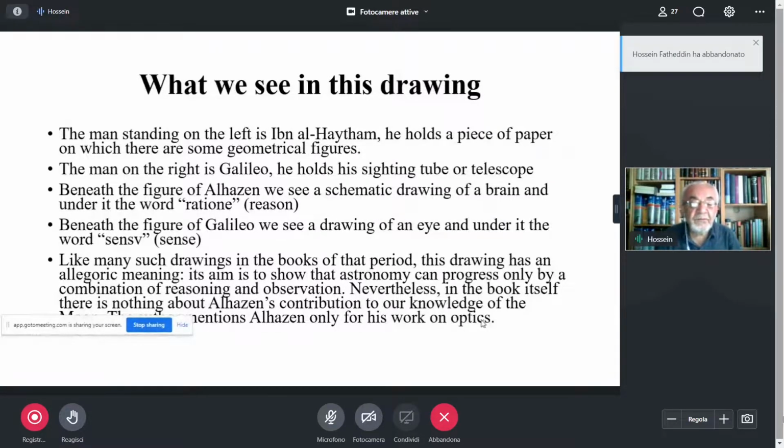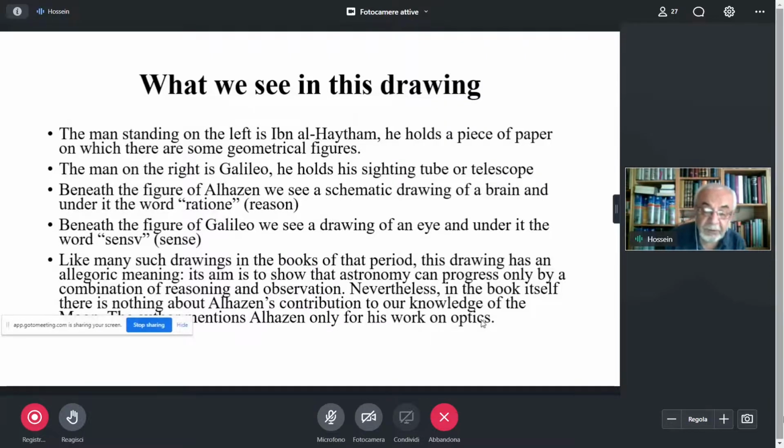Like many drawings of this kind in the books of that period, this drawing has an allegorical meaning. Its aim is perhaps to show that astronomy can progress only by a combination of reasoning and observation. Nevertheless, in the book itself, there is nothing about Al-Haytham's contribution to our knowledge of the moon. The author mentions Al-Haytham, or Ibn al-Haytham, on several occasions for his work on optics, on reflection, and on refraction.